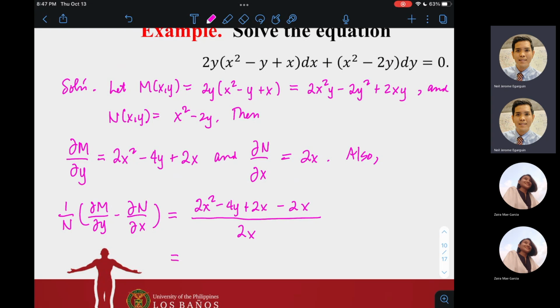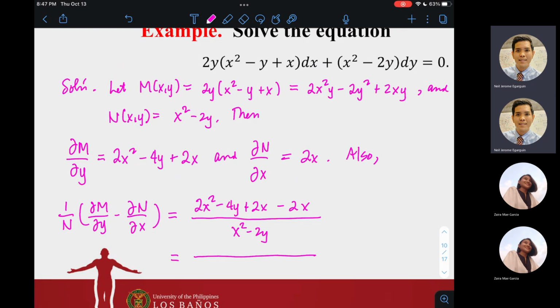May mali ba akong ginawa? Parang hindi siya magiging function of x alone. Sorry, eto na naman. Mali na naman yung ginawa ko. Yung denominator niya ay si n. So, dapat x squared minus 2y yung denominator niya. Alright? So, let's see. Okay na ba to?